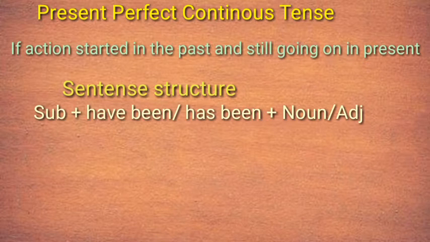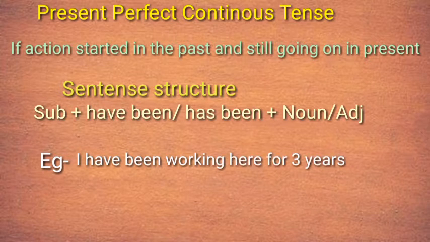So our sentence structure is subject plus have been or has been, according to the singular or plural noun, plus noun or adjective. Example: I have been working here for 3 years. Here we are showing that the work started 3 years ago in the past, and I am still working in the present. I haven't left my job, I'm still here. I am showing a time period, that I have been working for 3 years. The work started in the past, but I am still working here.